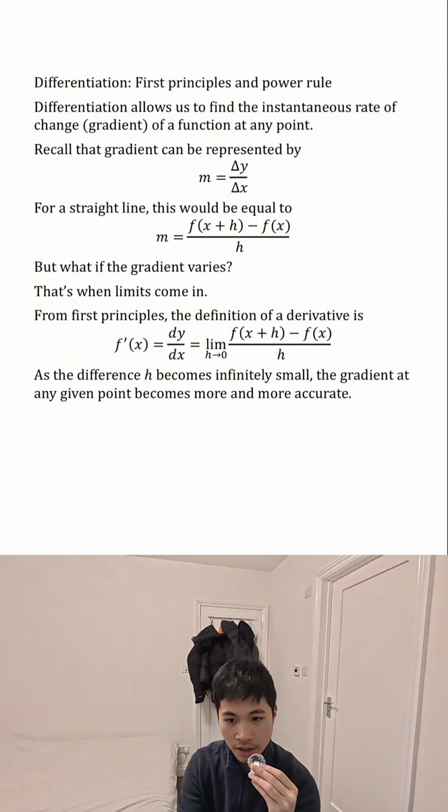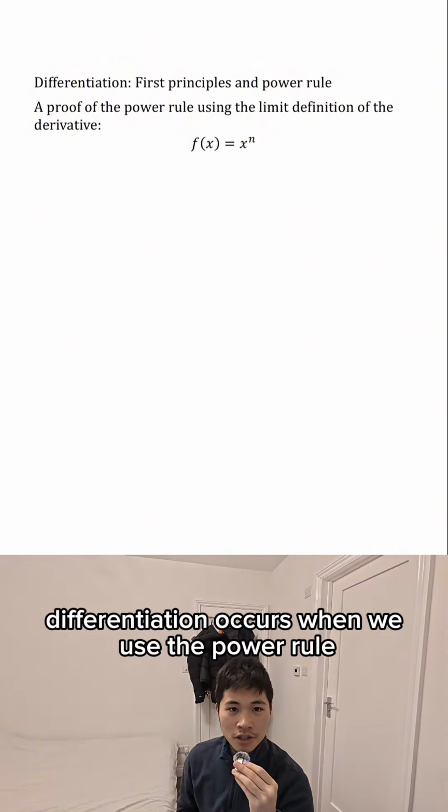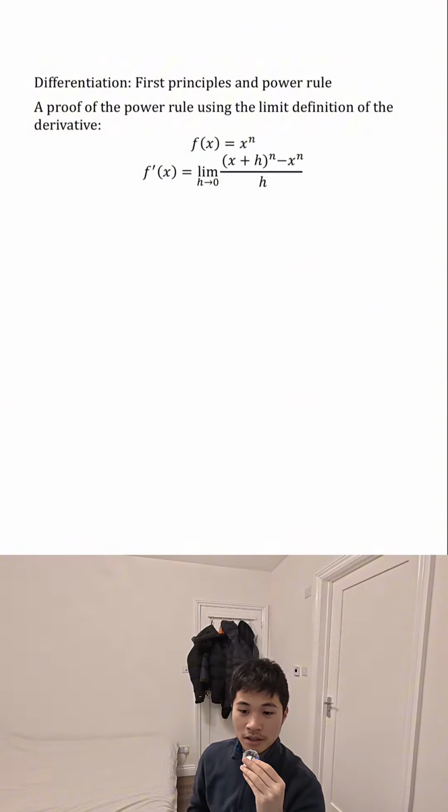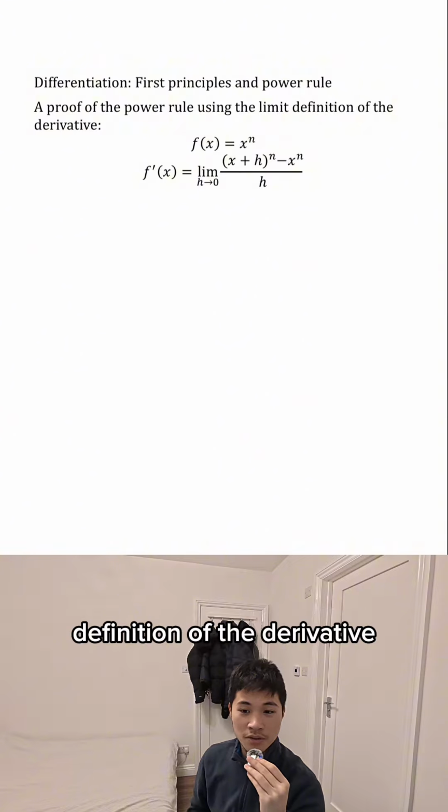So as you know, differentiation occurs when we use the power rule, so multiply by the power, subtract 1 from the power, that's how you differentiate. We're going to prove that using the limit definition of the derivative.